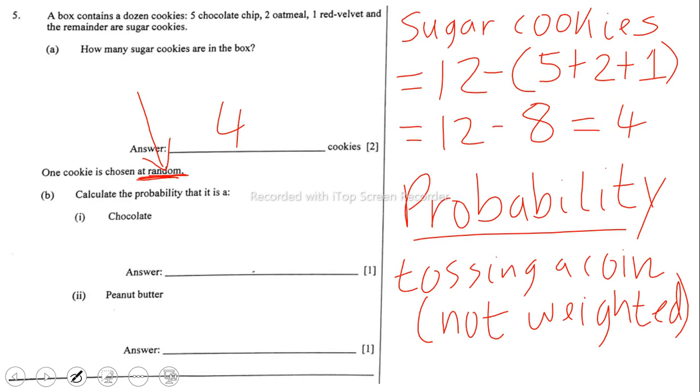When I say not weighted, that means that you know when you have weighted coins? Let's say, for example, someone wants to cheat you, right? They would put more weight on the heads so that it would always fall on heads, right? Here I'm talking about a fair coin. A fair coin would be a random experiment because we do not know what is going to happen at the end.